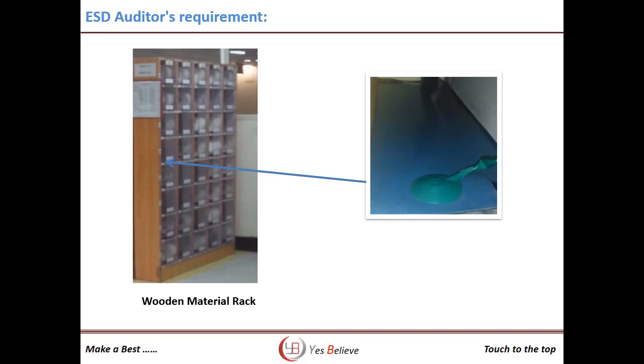So we added a wireless wrist strap in the process. Then again the auditor asked a question: how will you check this wireless wrist strap? At that time there was no equipment available to measure it. So finally, after a long discussion, it was decided to remove the wrist strap, as the operator is wearing the ESD apron and slippers and the shop floor is covered with an ESD mat. So there is no need for a wrist strap.